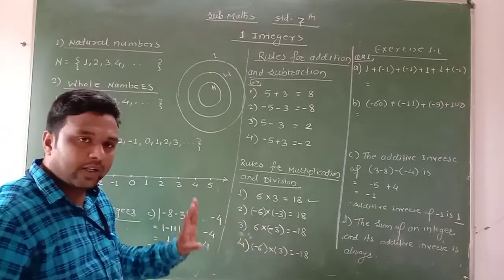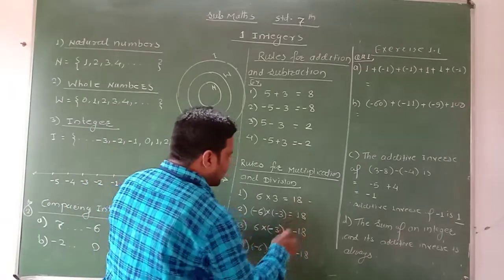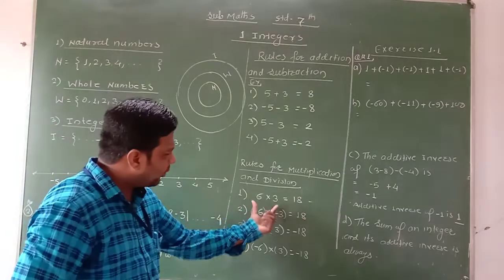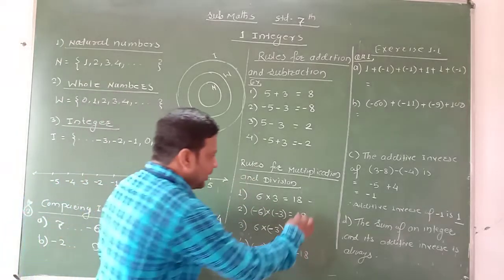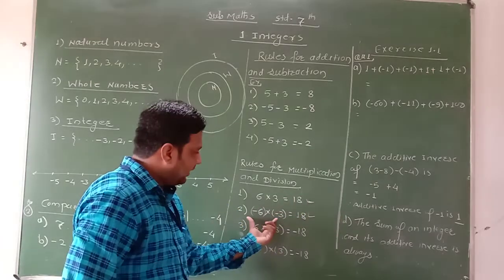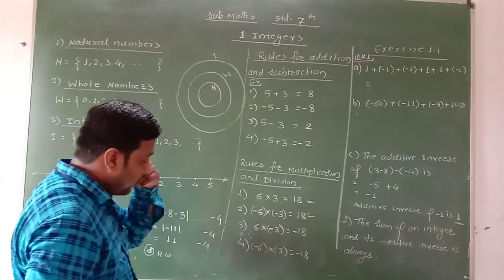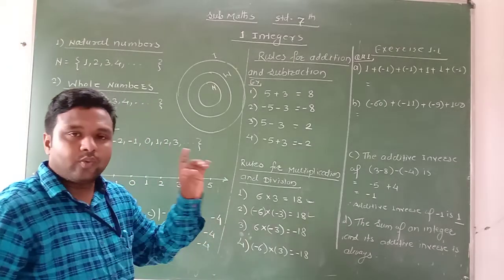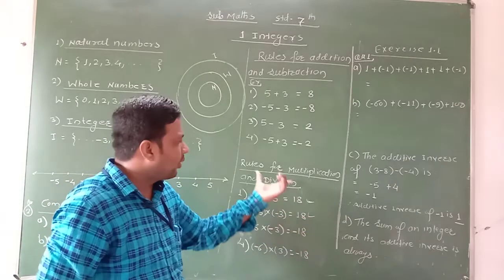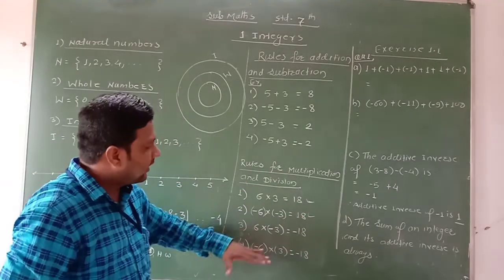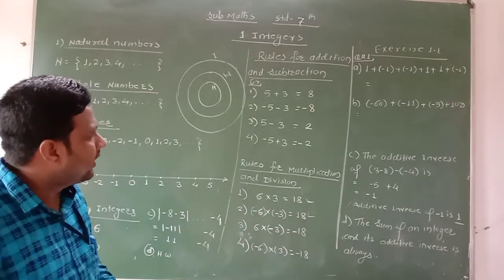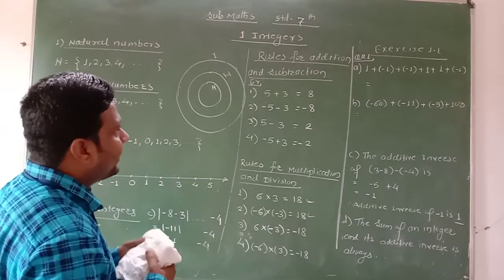From this example we understand the rule: if both are positive or both are negative, then their product or the division is always positive. If you are doing the division, this is also positive and this division is also positive. Now third and fourth rule, if one is positive, another is negative, then if you are doing multiplication or division, the answer is what? Negative. Clear? These are the rules for the multiplication and division of integers.